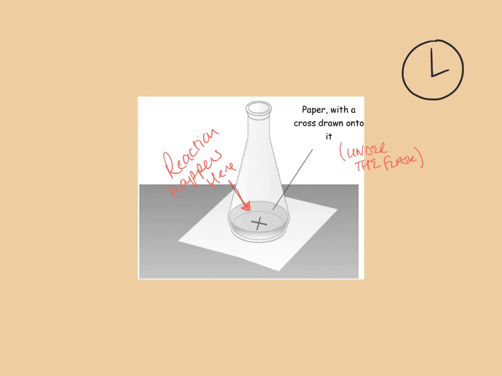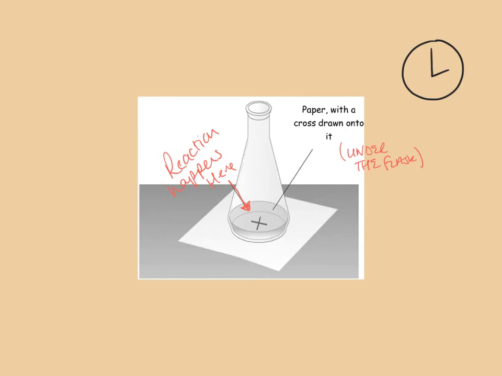The reaction takes place here, so you'd probably put one of your reactants in and then get ready with your stopwatch as you're about to add your other reactant, and as you add it in, you would start your timer. And what you're looking for in this practical, because you're producing a solid in the bottom of the flask, eventually you'll produce so much solid that you won't be able to see the cross anymore. So you're timing how long it takes for you to no longer see the cross.